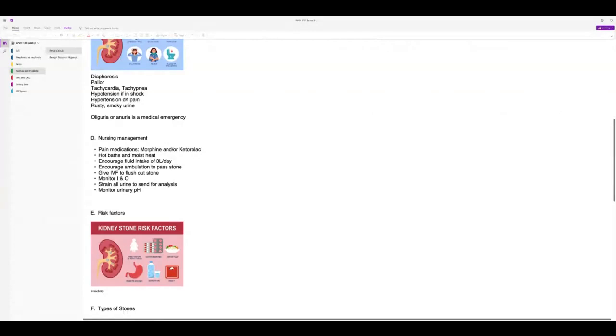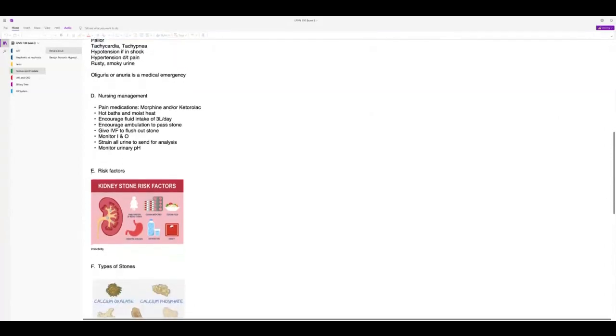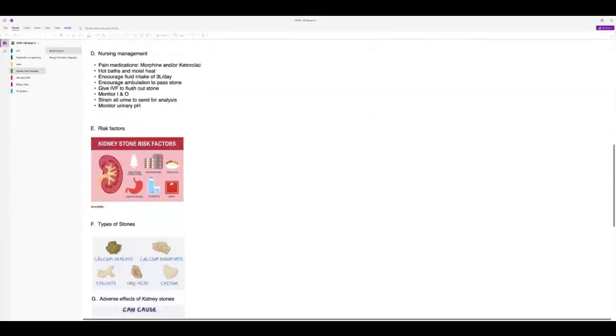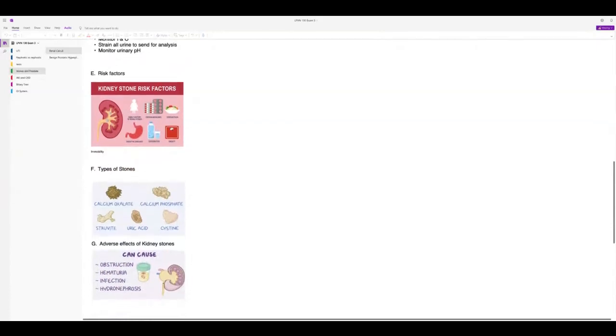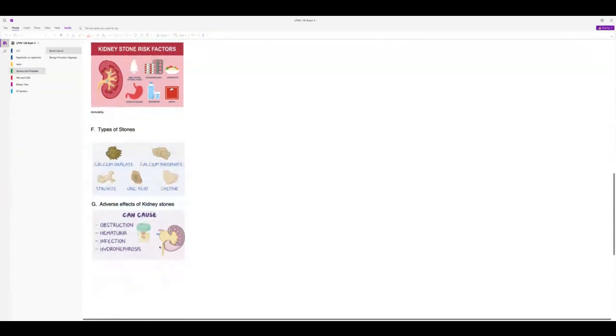They need to drink a lot of fluid to see if they can pass that stone, see if they can flush it out. And then the types of stones, there are a lot of different types of stones, but I want you to concentrate on this calcium oxalate. And the reason is that's what I see most of the questions about on ATI.